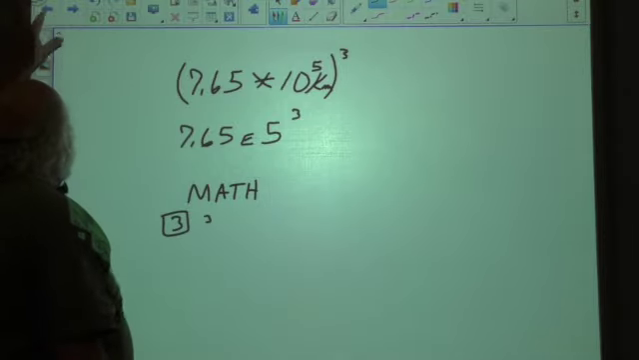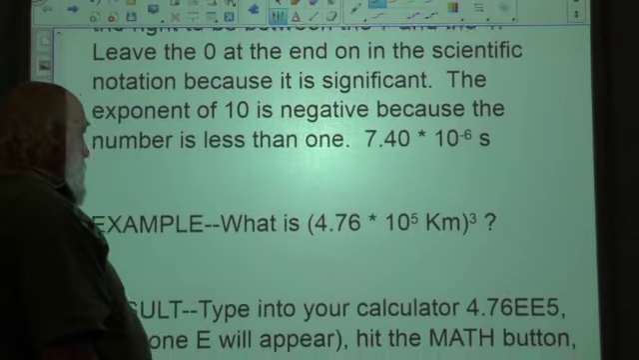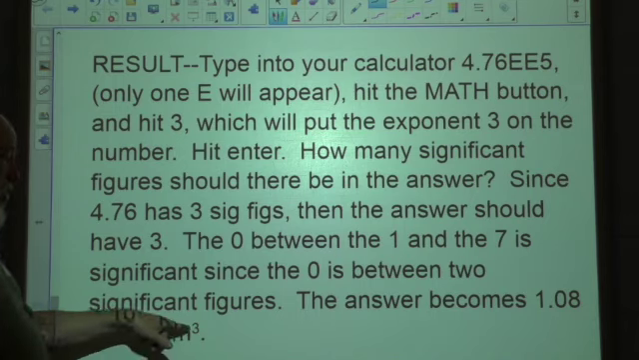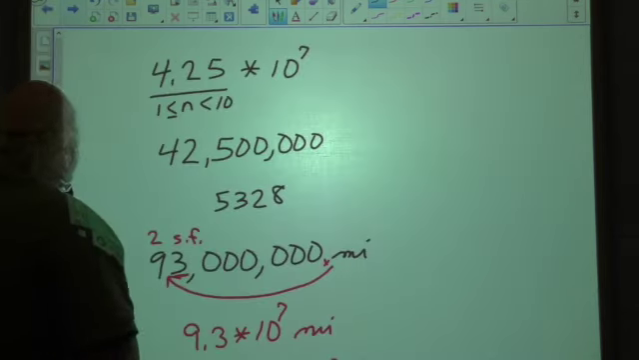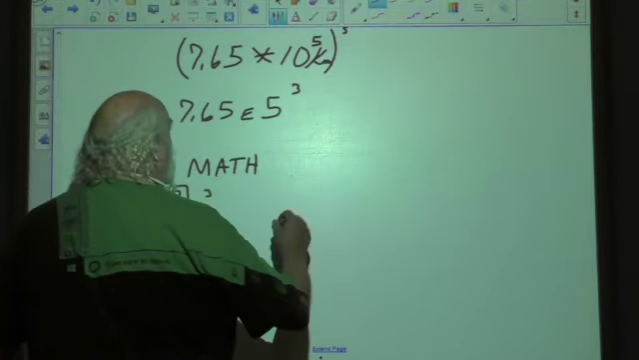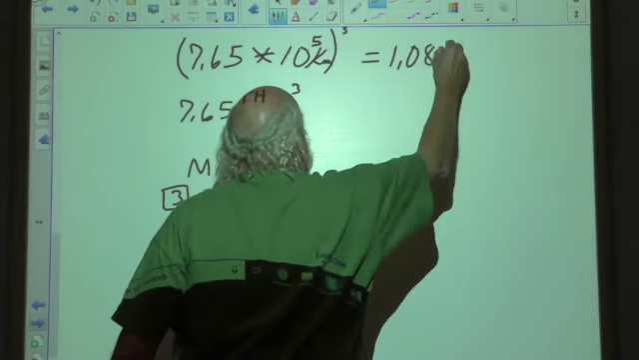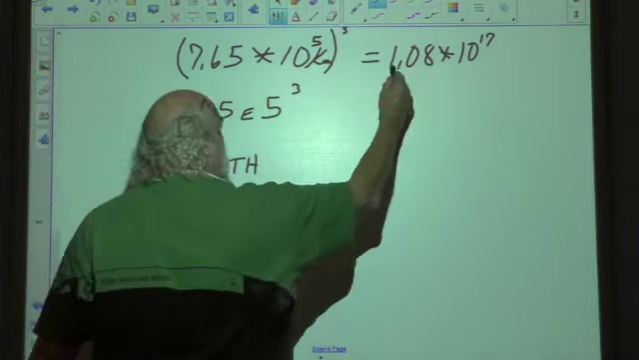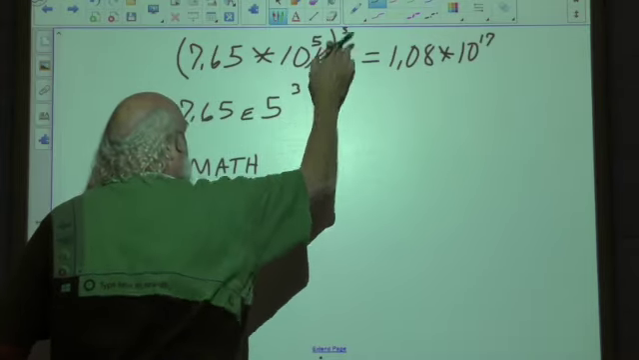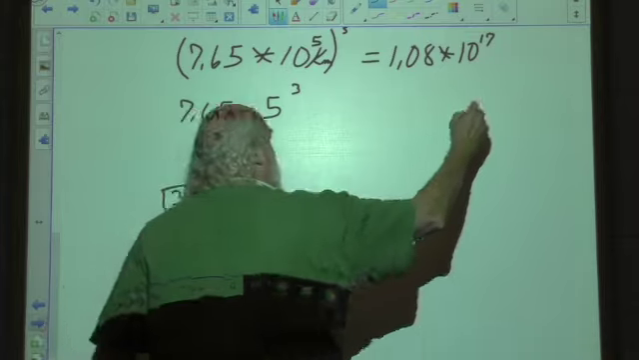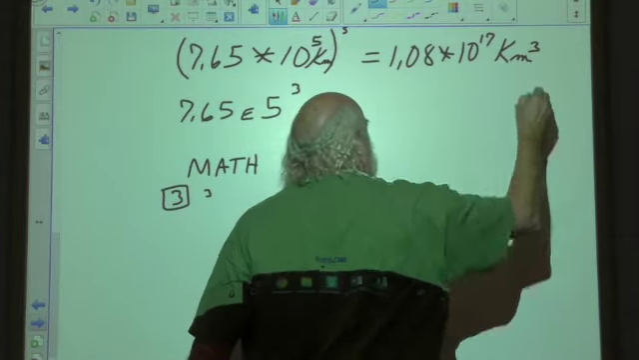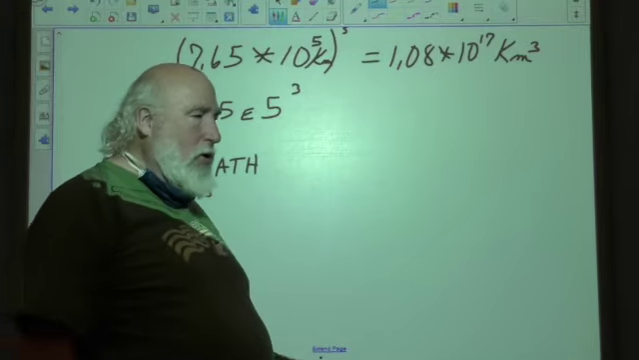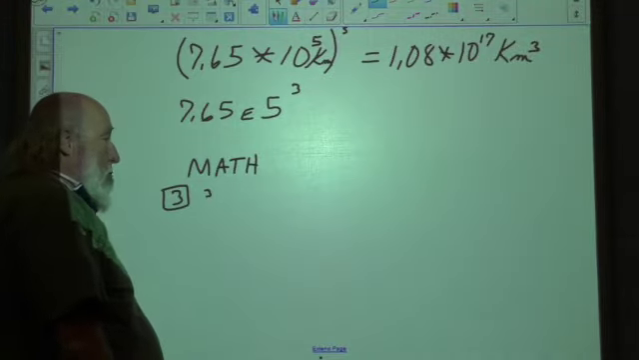Punch that out in the calculator, and you get 1.08 times 10 to the 17th cubic kilometers when you round it off to 3 sig figs. That's 3 sig figs right there. And then because the kilometers is in here being cubed as well, that means you're going to end up with cubic kilometers as your label. So we're probably looking at some celestial body out there in space that has these dimensions.